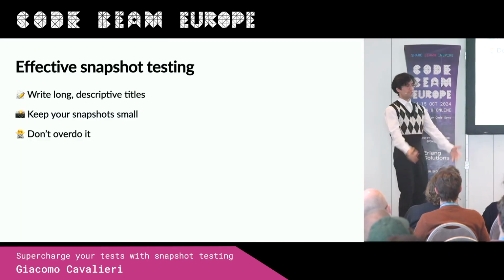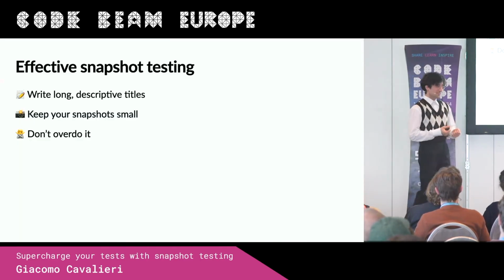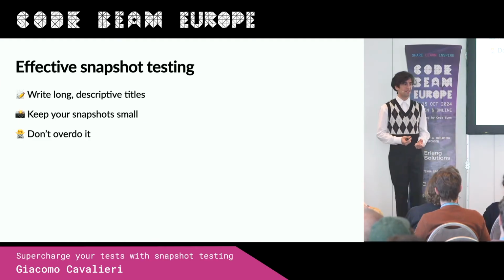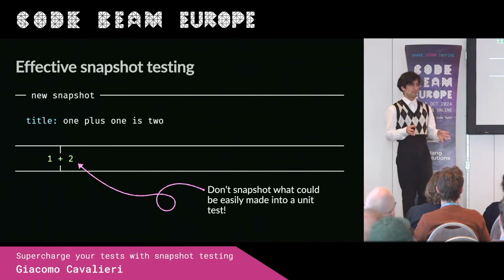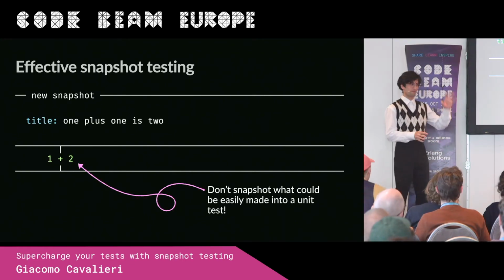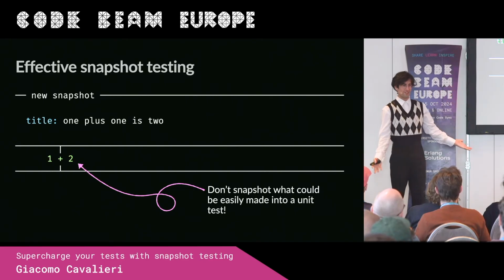And then don't overdo it. It's important to know when to use something, and when we learn something new and exciting, we want to use it everywhere. But snapshot testing is not a silver bullet. I would never dream to write a snapshot test that 1 + 1 should equal 2. We have regular assertions for that.